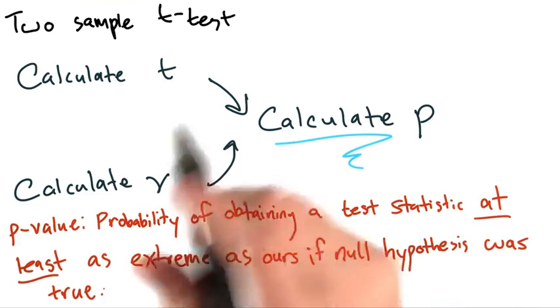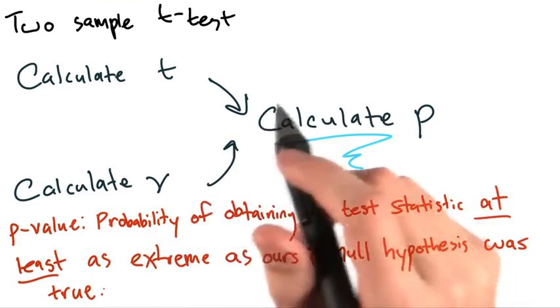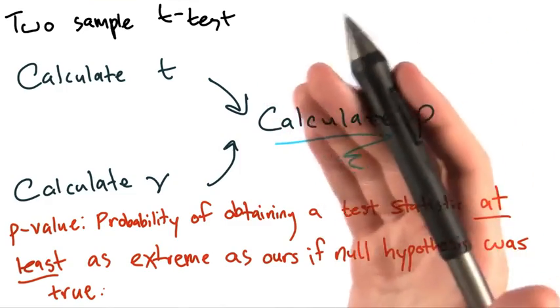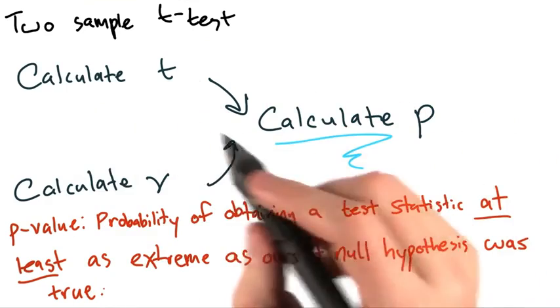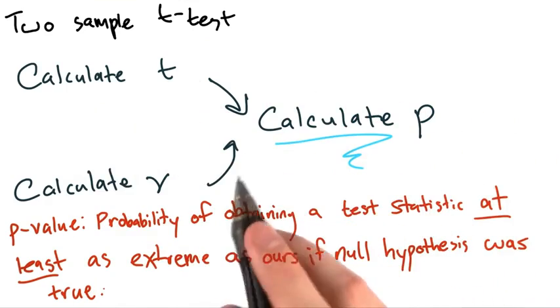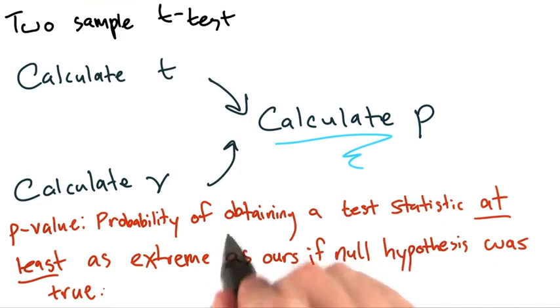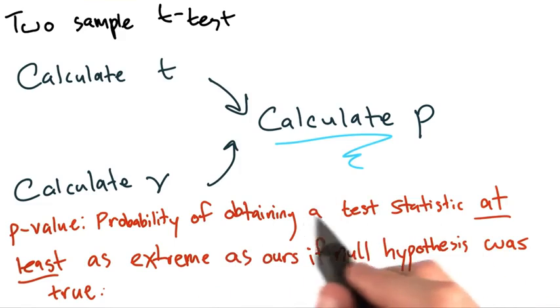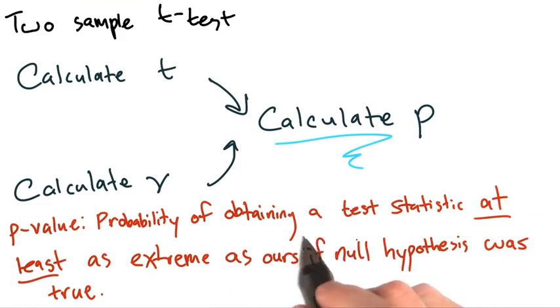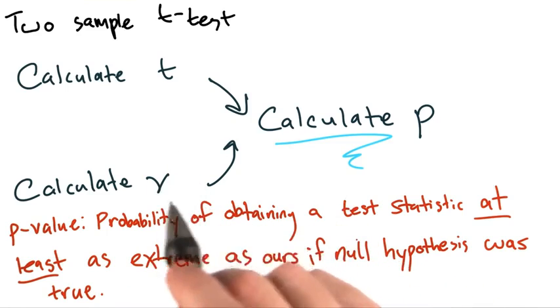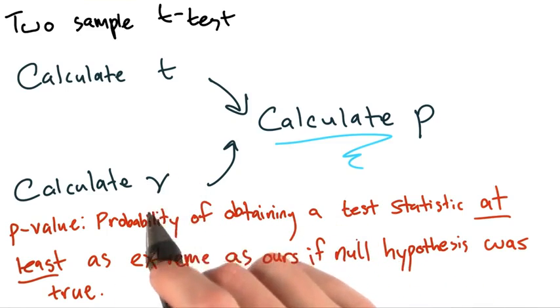So again, just as a thought experiment, say we were testing whether left-handed or right-handed baseball players were better batters by looking at their average batting average. If the p-value was 0.05, this would mean that even if there's no difference between left-handed and right-handed batters, since that's our null hypothesis, we would see a value of t equal or greater to the one that we saw 5% of the time.